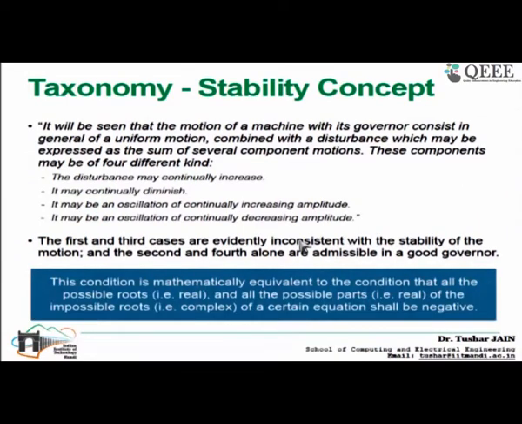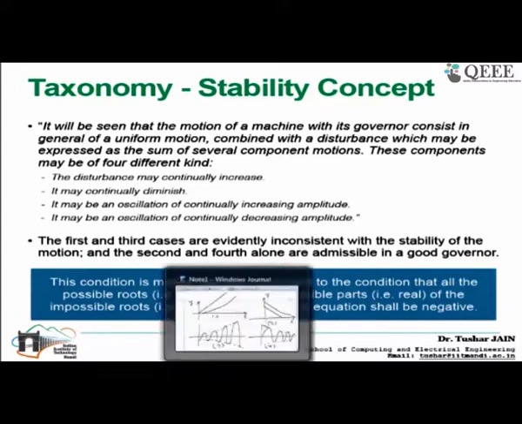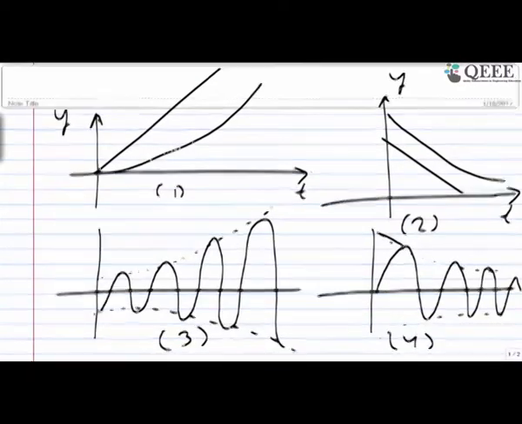So what does it mean? This condition is mathematically equivalent to the condition that all the real roots, and all the real parts of the complex roots, of a certain equation shall be negative when we say that the system is stable. So what do you mean by these roots? We'll come on to this, but just to introduce at this point.